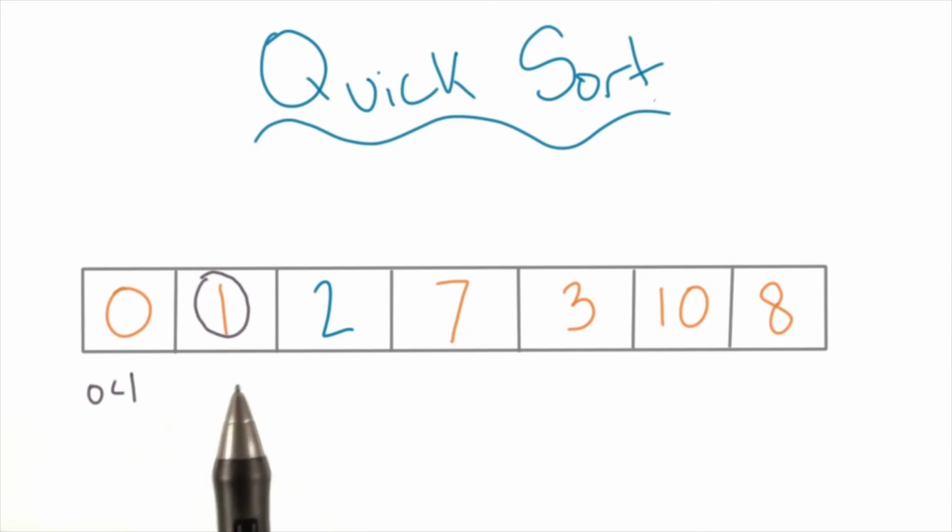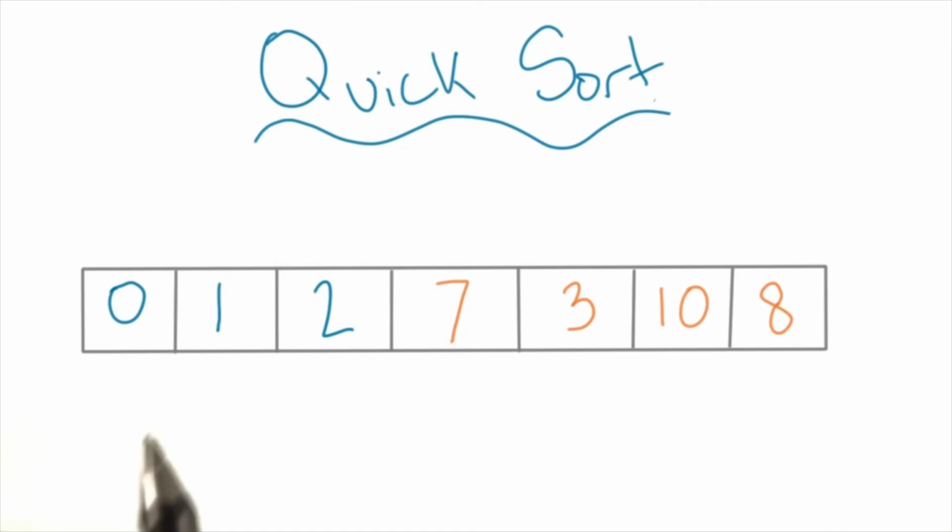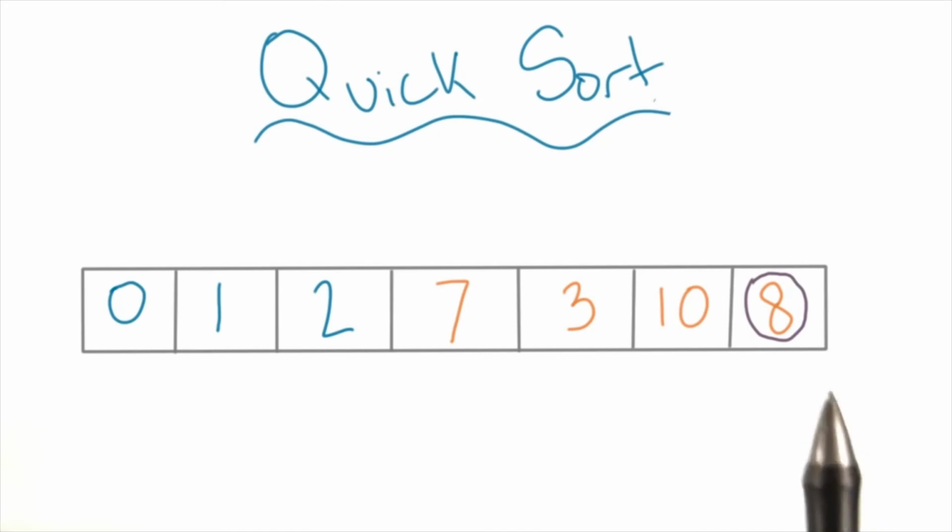We select our pivot and compare to everything before. Since 0 is actually less than 1, there's nothing we need to do. And with just one comparison, we know that both of these are in the right place and we can move on. Now in the second half of the array, we select a pivot.